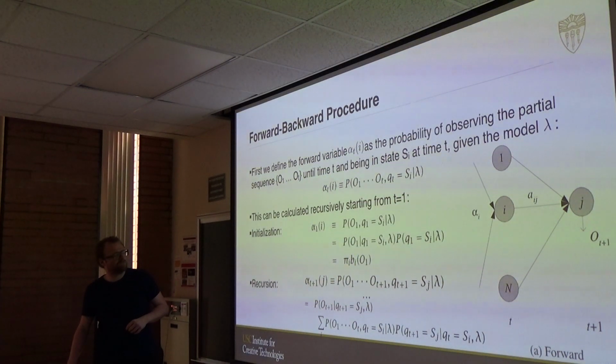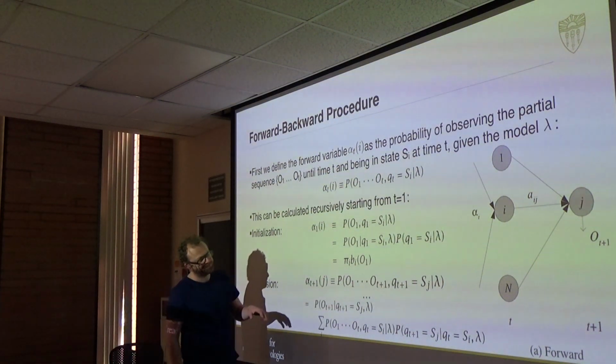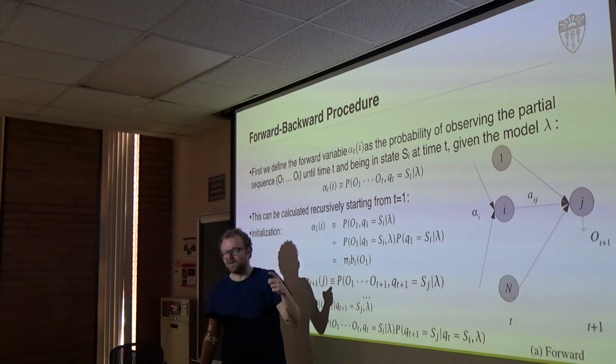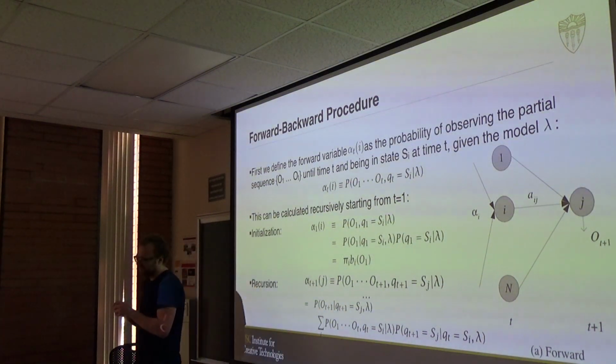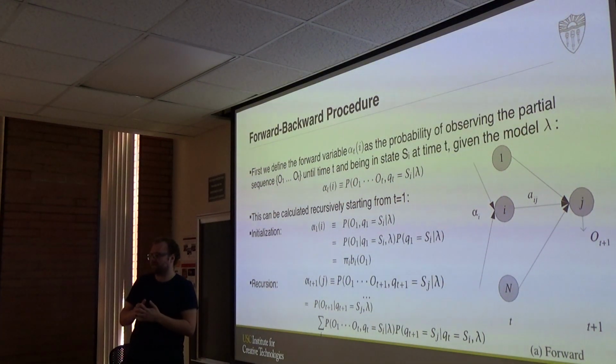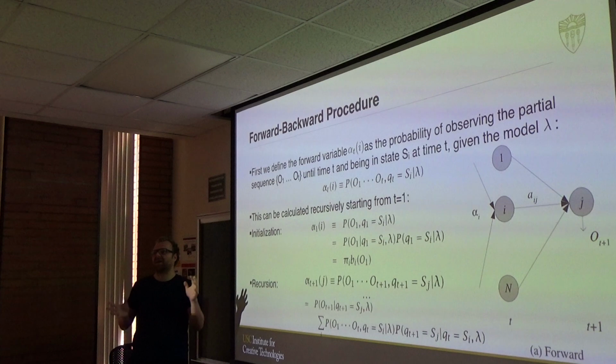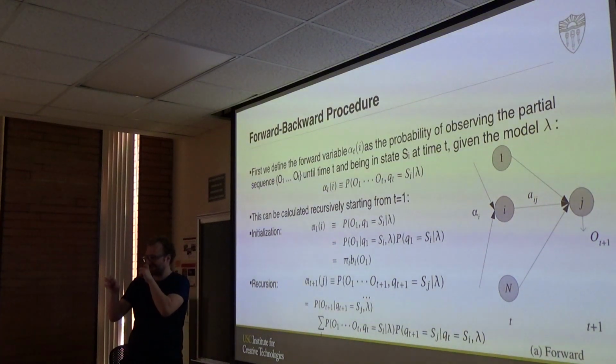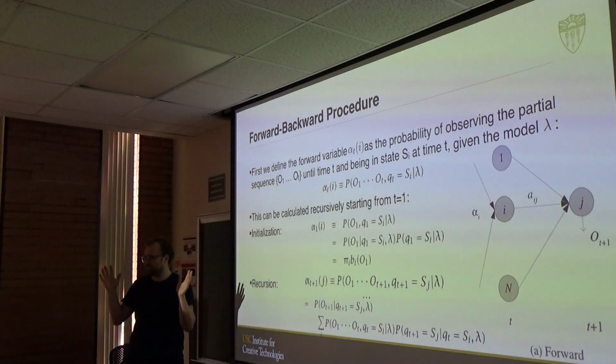Shouldn't that be the maximum instead of the summation? No, because in this case, we only compute the probability of ending up in that point. We're not just interested in the most likely path. Oh, okay. Yeah. So we're interested in ending up in this location, but through all paths.